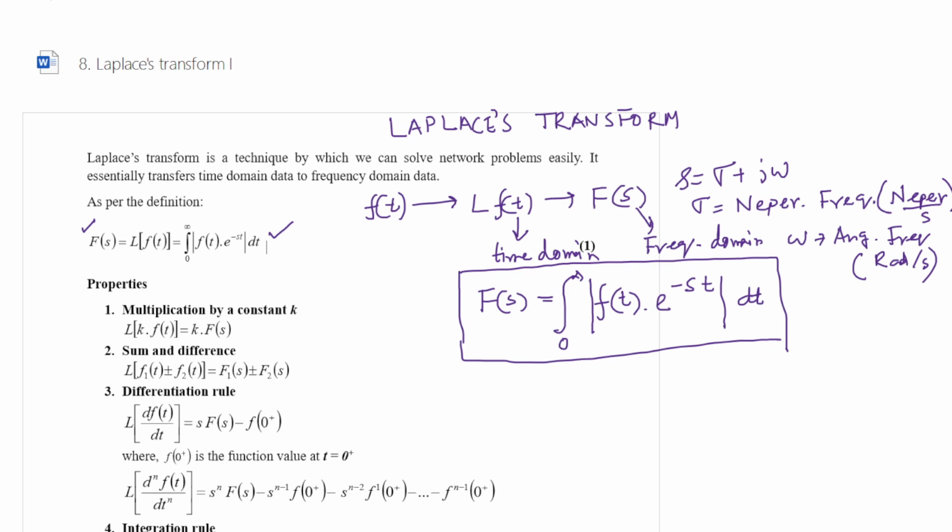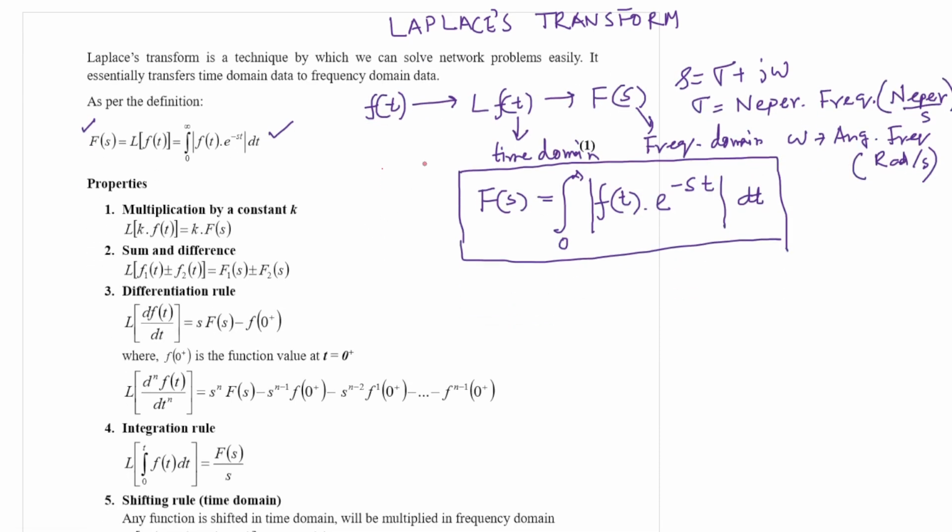So you have a term or operator called s. On applying with the time domain function f(t), it's multiplied with e to the power minus st. Then you should take the magnitude of that product, and then you must carry out the integration from 0 to infinity. So this is the definition of Laplace transform. Now let us quickly go through some few important properties of Laplace transform.